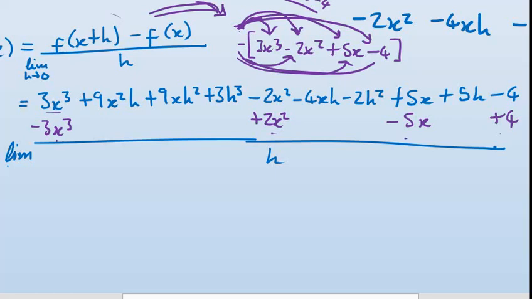Your limit is h tends to 0. Now hold on for a moment. And that is our last question. Once we're done with this one, we move into the power rule.